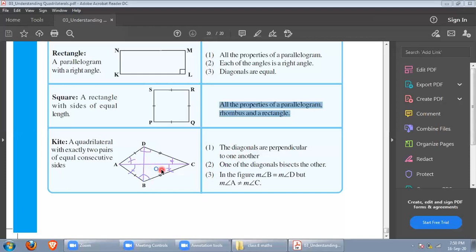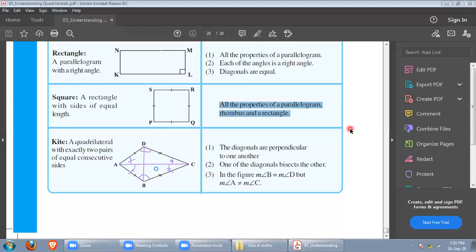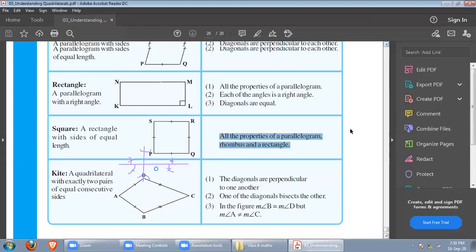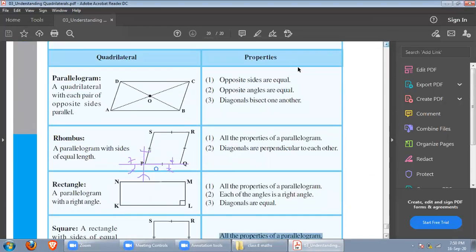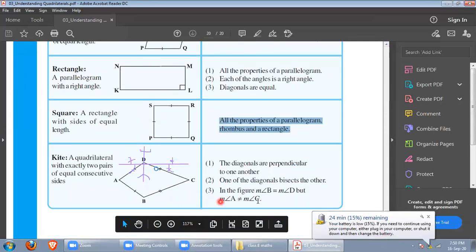You can also prove this by a congruence theorem. This is for you to prove. I have left it for you as homework. So this is how we have talked about the special types of quadrilaterals: parallelogram, rhombus, rectangle, square, and kite. For the kite, try to prove it.